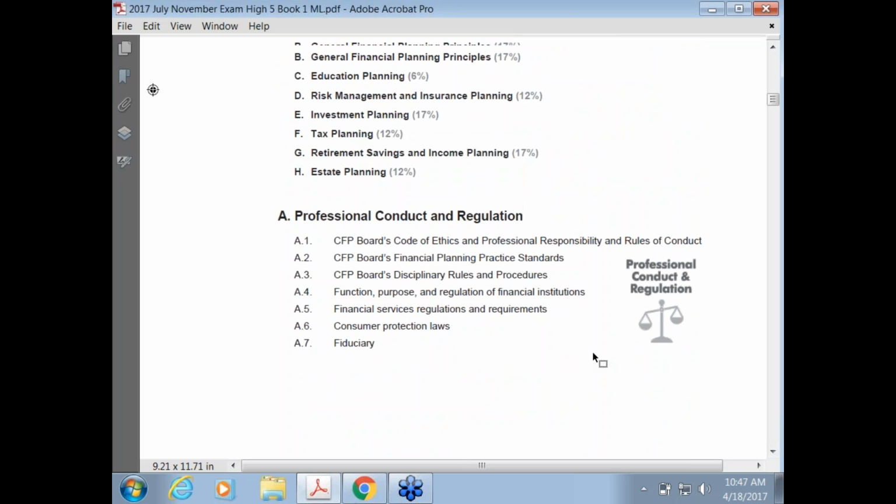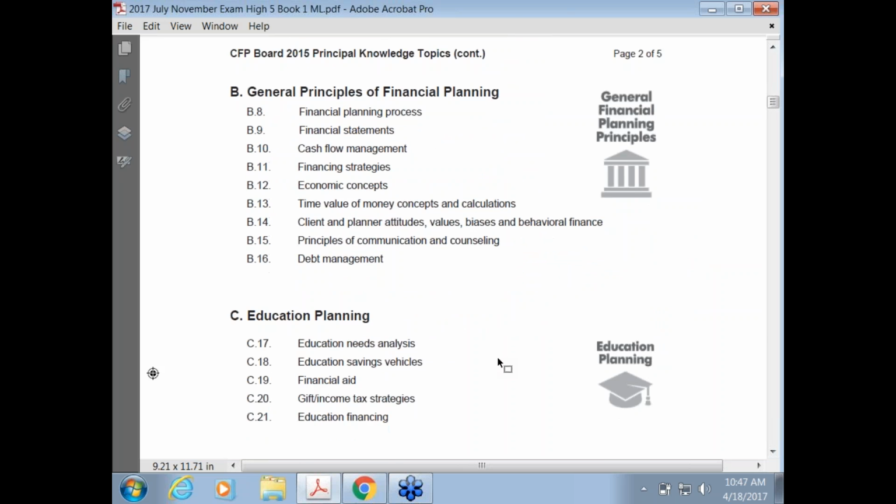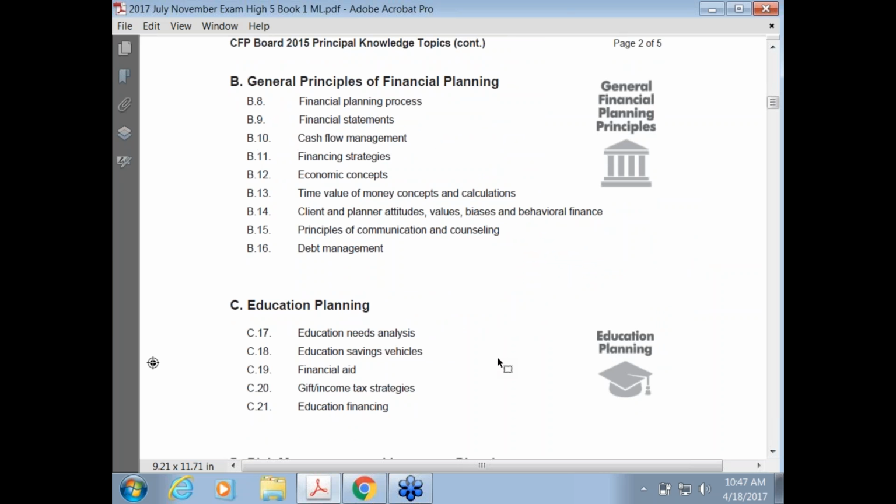The ABC sections are the ones that we get into in the General Principles of Financial Planning book. So there you can see different sections of professional conduct and regulation. I'm going to have a whole session about the testable elements in that category. The B section are the steps of the process and some topics that tend to show up very, very regularly on the exam. And then education planning has its own section. We'll get into that in this session as well.